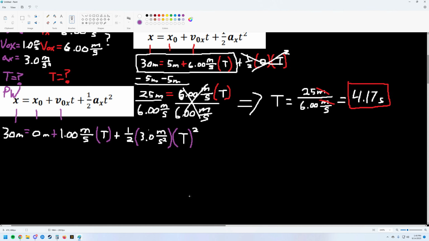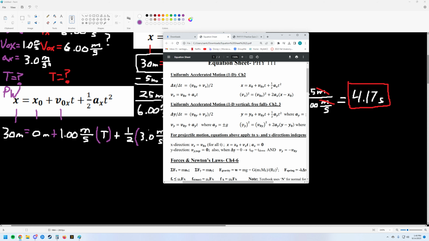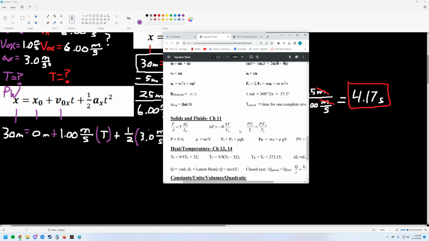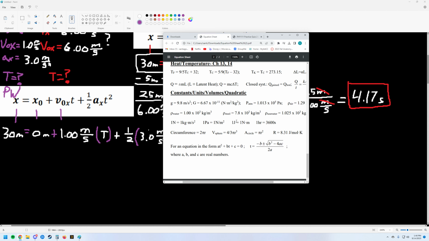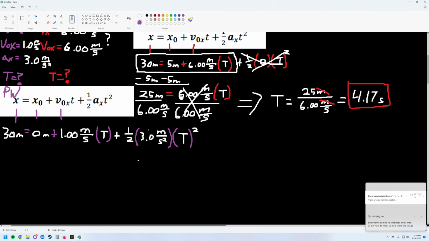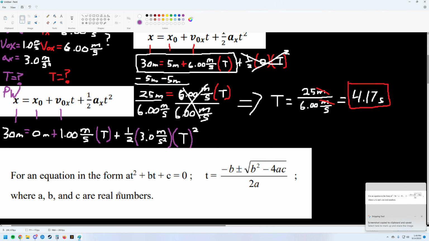Perfect. Now, I'm not sure you could solve this without using the quadratic equation. Maybe you could, but the quadratic equation is a lot easier to do that. If you remember the quadratic equation, I don't think he's got it on his equation sheet. It's a shame. Nope. Oh, yes. Right here. Boom. I know, crazy big.